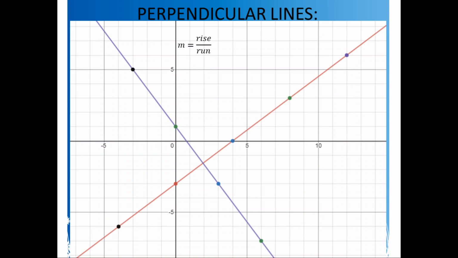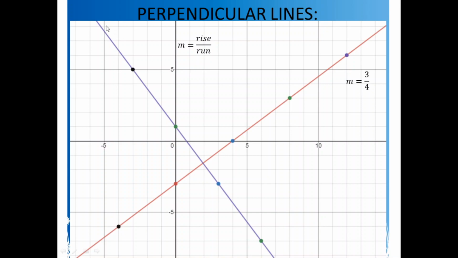Again, we use the formula M equals rise over run. So let's look at the gradient of this first line here. How much does it go up? 1, 2, 3 units. How much does it go across? 1, 2, 3, 4 units. And between any two successive points, we find that it is the same relationship: up 3 and across 4. So the gradient of this line that is in red is 3/4, because the rise is 3 and the run is 4.